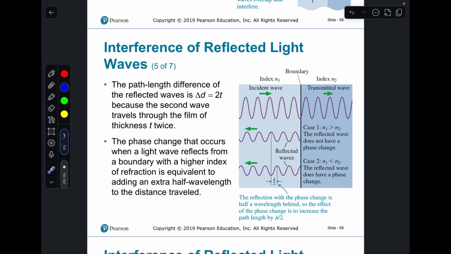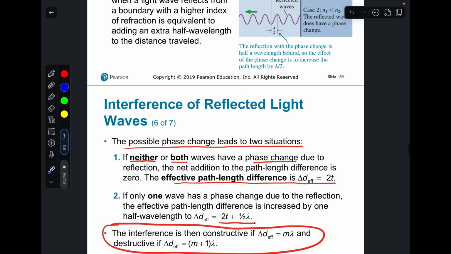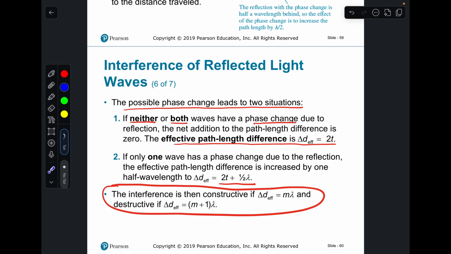So we need to take our constructive and destructive interference conditions and relate them to their path length difference, and also incorporate the fact that in one case you could not have a phase change, and in another case you could, right? Because that's going to change the path length difference. The way we do that is by adding the effective path length difference that comes from that half a wavelength phase change. So there's two situations that could possibly occur, and it depends on the index of refraction of each element in our film.